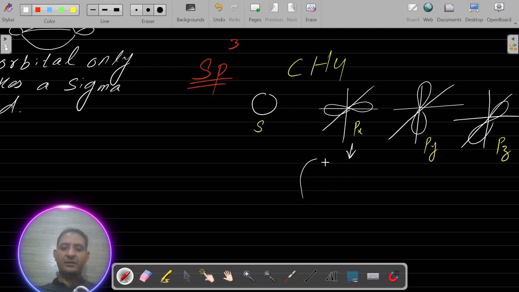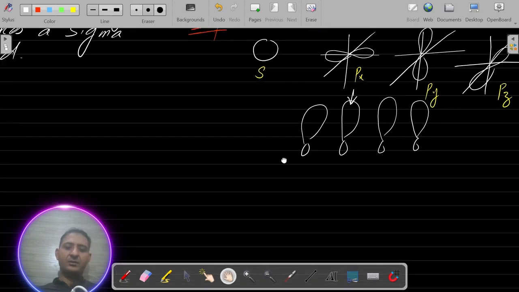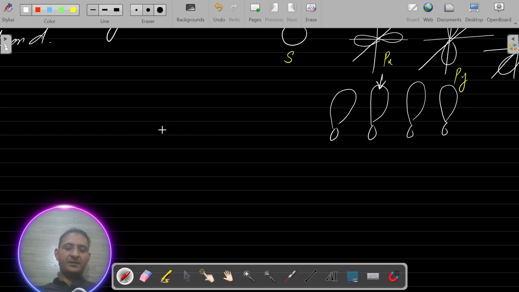Here we have orbit number 1, 2, 3, and we have number 4. So in carbon, in the CH4 molecule, for example, I have this central carbon, and I have 4 sp3 hybrid orbitals. So here I am drawing this sp3 number 1, sp3 2, sp3 3.